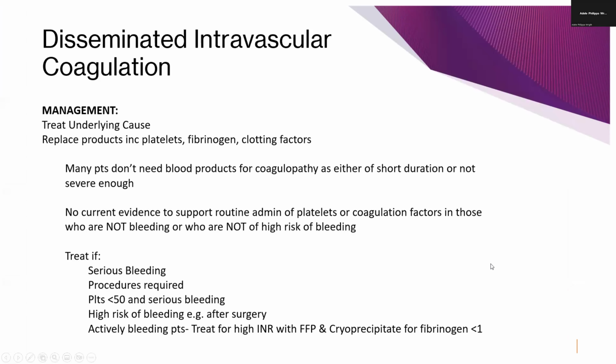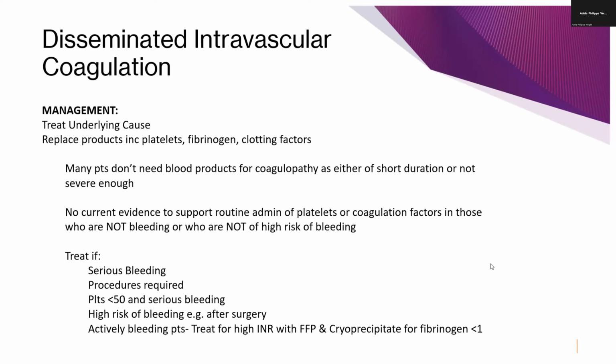The management is to treat the underlying cause. DIC is one of those things that will just keep getting worse and worse unless you remove the underlying cause. We can support patients if the underlying cause is going to take a little longer to remove, for example patients with a GI malignancy on chemotherapy, where chemotherapy is not going to work overnight.